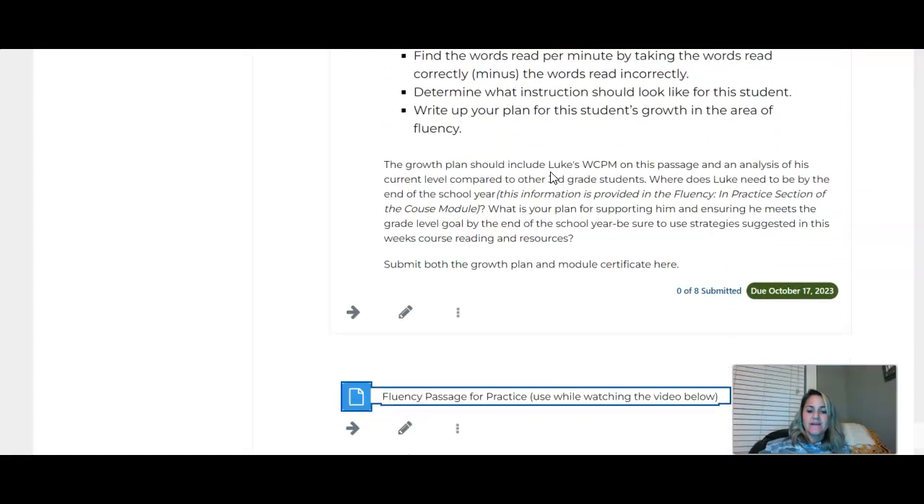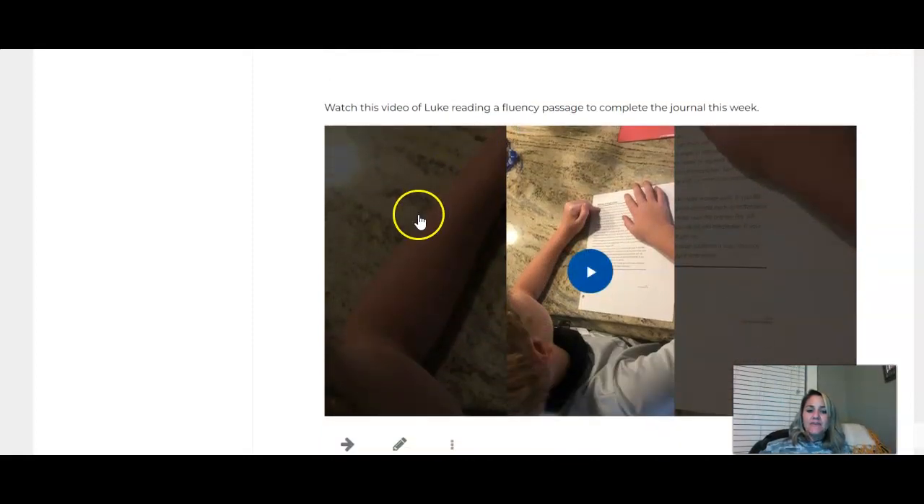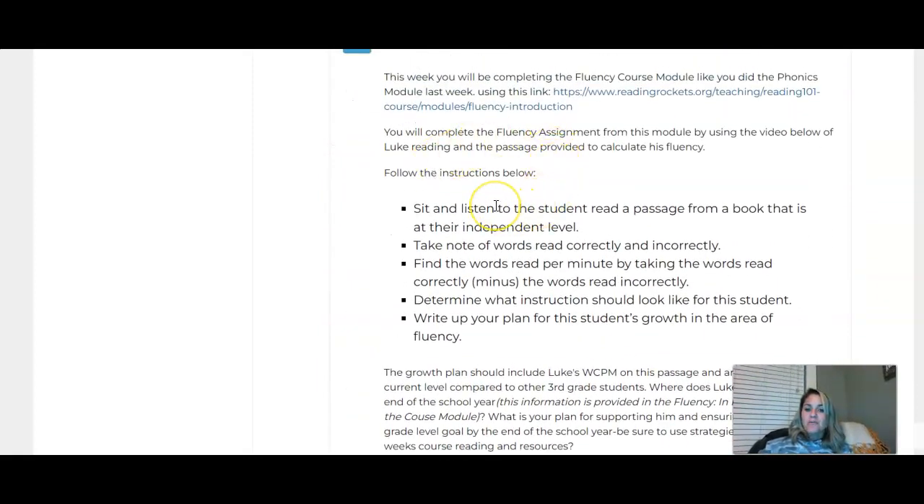Now, that fluency assignment is to do a fluency assessment on a student. I have provided a fluency passage that you can download right here and a video of a young third grade student reading this fluency passage. You are going to listen to Luke read the fluency passage, and you're going to mark it and document Luke's fluency rate. I know that sounds a little foreign right now because you have not done the fluency course module and you haven't practiced that yet, but throughout the fluency course module, you're going to learn about fluency assessments and you're going to learn the process.